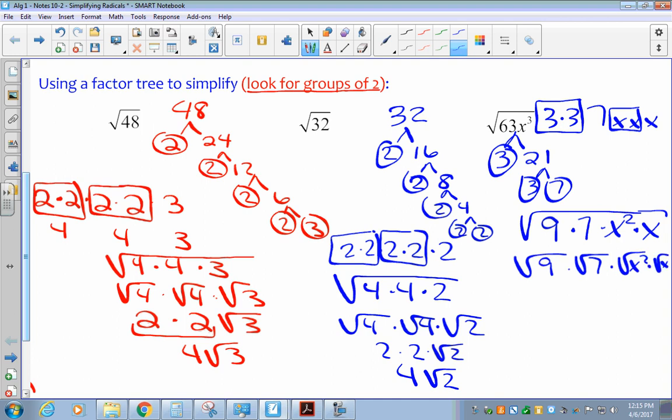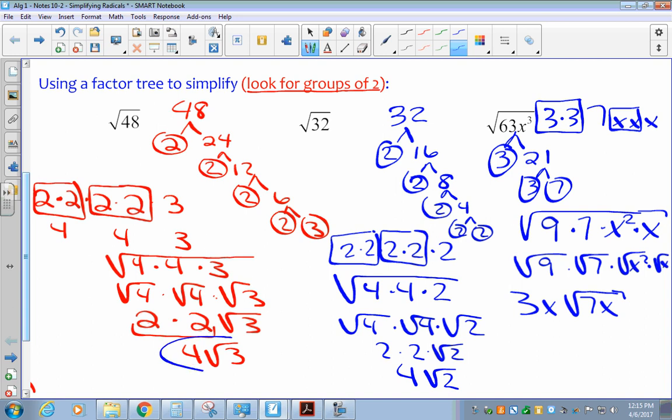All right, so perfect squares get released. 9 is a perfect square. What times itself is 9? 3, so 3 goes out front. The square root of 7 stays there. Not a perfect square, it stays under the square root. What is the square root of x squared? x. So x goes out front, and poor little x is still stuck under the root.